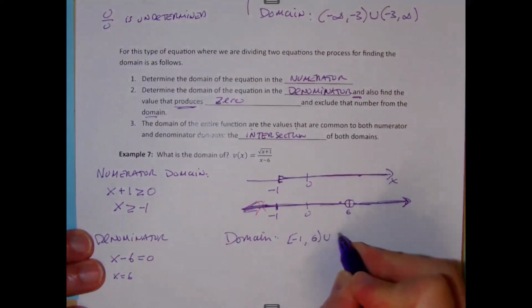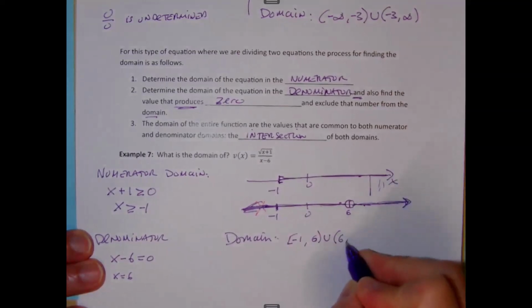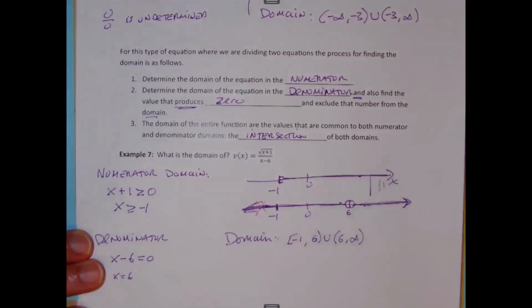So I'm going to write 6 and exclude that. Then I'm going to union that with the other side. After that, we're paired up. No problems from this moment onward, and we can go to infinity. So there's your domain. Let's look at this next example.